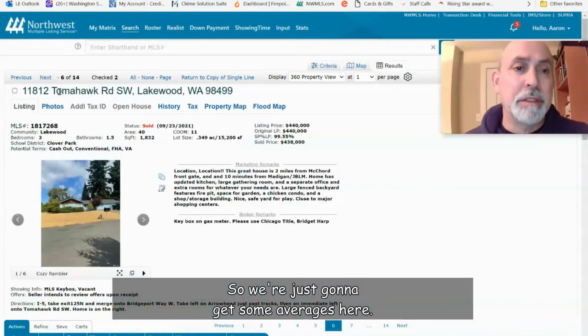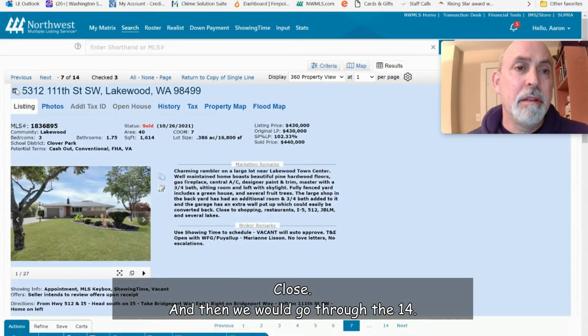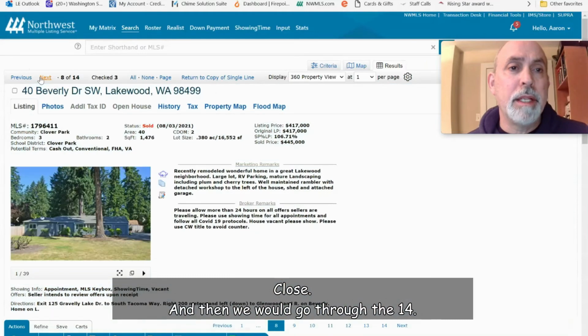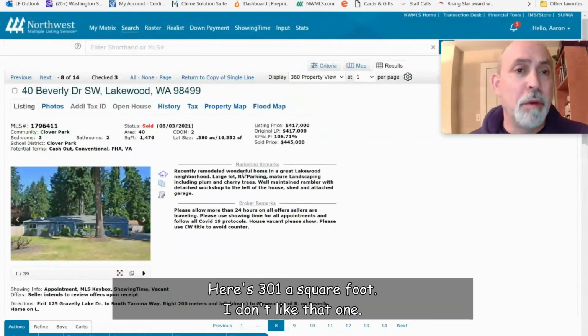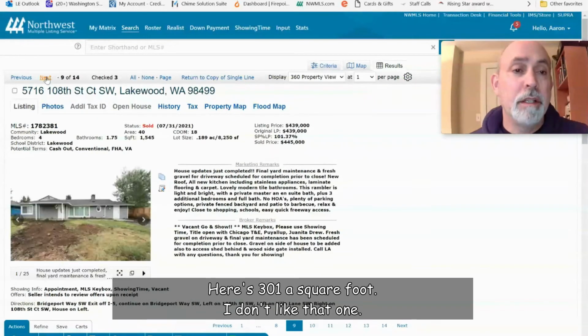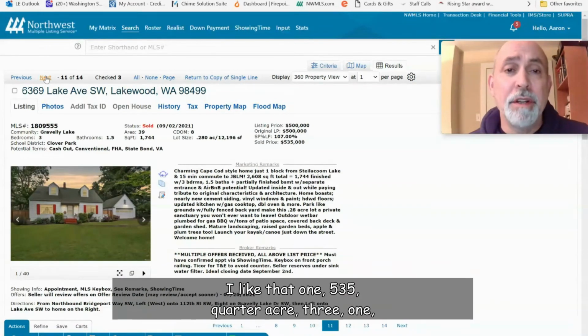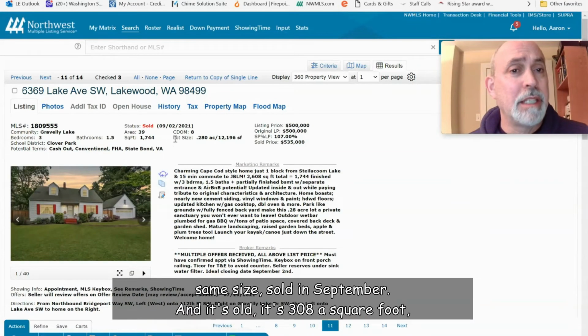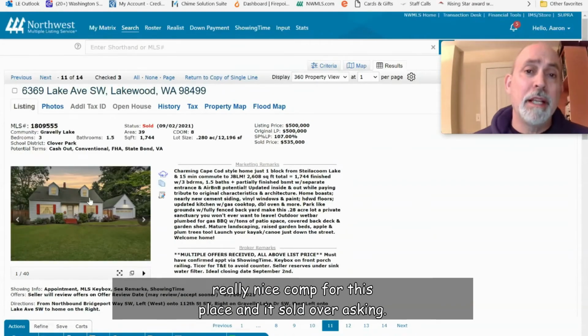So we're just going to get some averages here. This looks like a piece of crap. Okay. This is also not bad. Close. And then we would go through the 14. There's not that many of them, right? And we're going to start to see higher priced ones too. Here's 301 a square foot. I don't like that one. I like that one. 535, quarter acre, 3.1, same size, sold in September, and it sold at 308 a square foot. Really nice comp for this place, and it sold over asking.